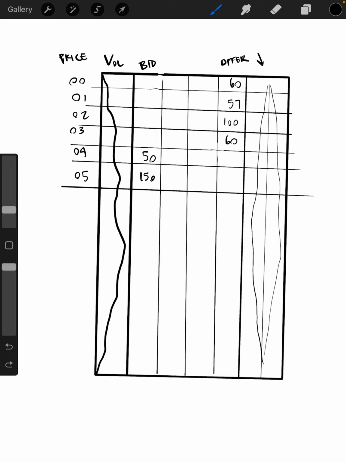And then in the middle, we have the tape. So this would be the buy side tape, and this would be the sell side.